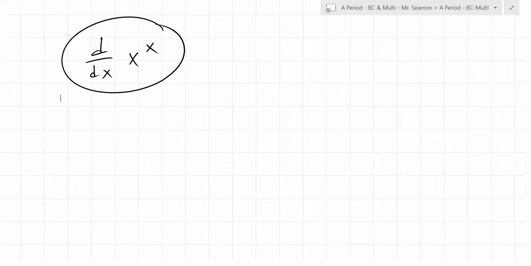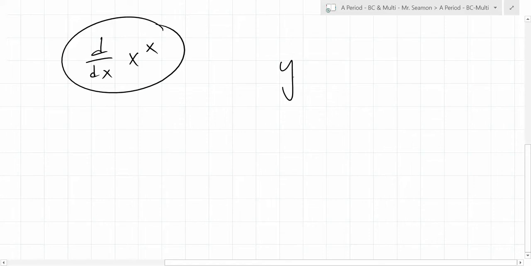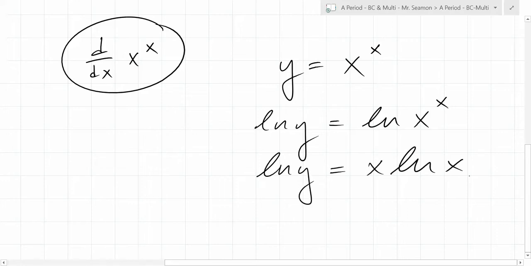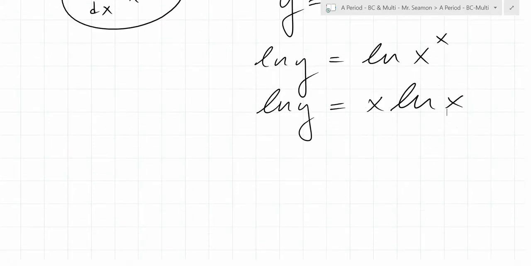Let me just show you, and then you can tell me if you've seen it before. You say y is equal to x to the x. So the natural log of y is equal to the natural log of x to the x, which is x ln x. So you know that ln y is equal to x ln x, correct? So what can you do at this point? If you wanted to take this derivative, what kind of differentiation can you do? Implicit differentiation. Good.